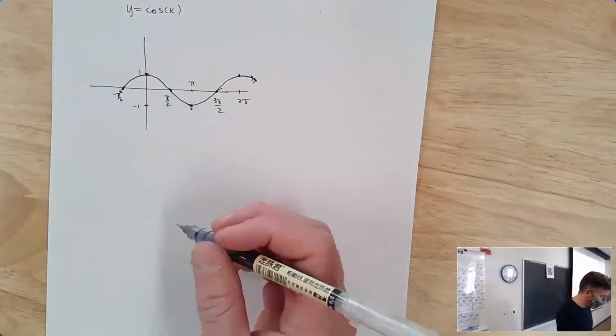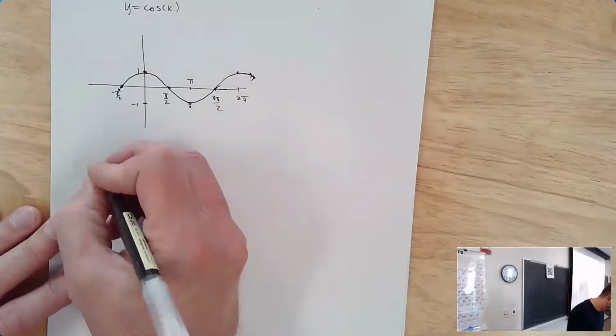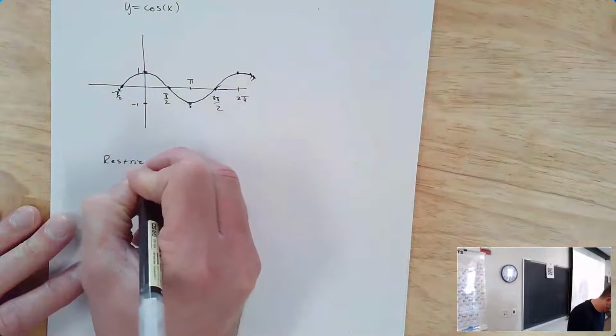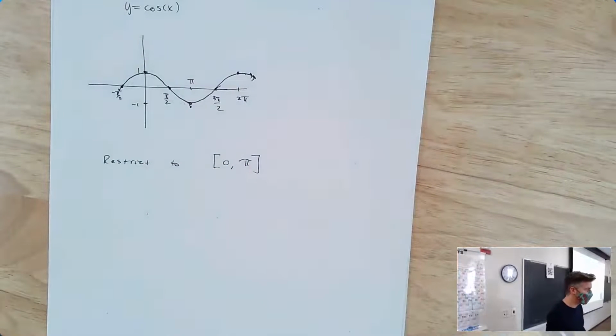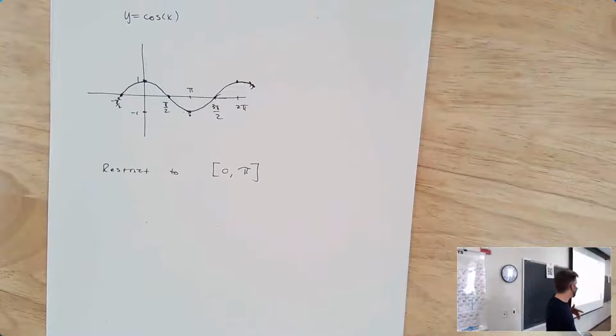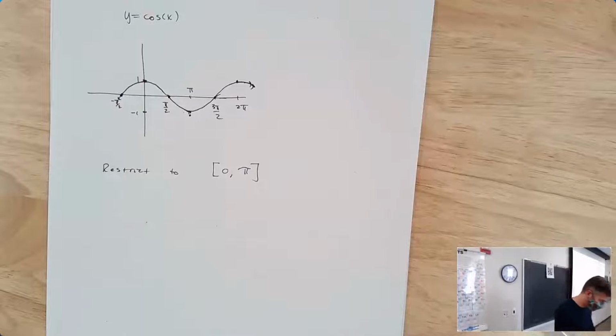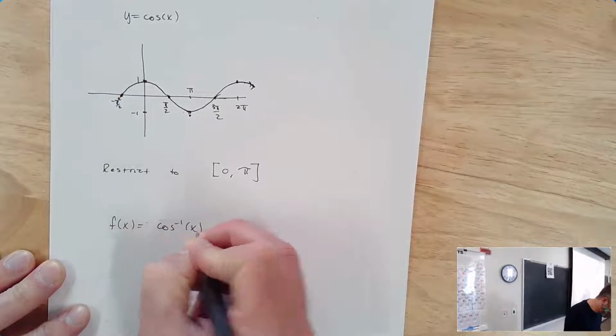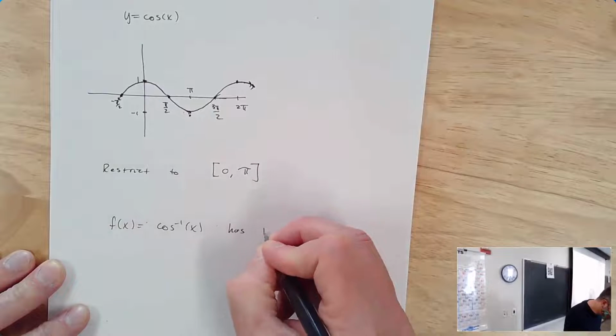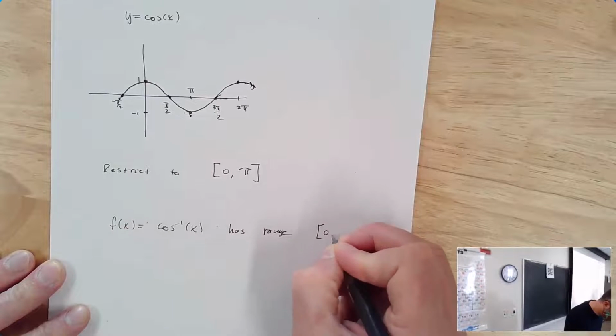So the choice that's been made for us is that we're going to restrict this domain to be from 0 to pi. The other one totally would work, but that's not the one we've all used. That's the default. The way that all textbooks define the inverse cosine function is, for f of x equal to the inverse cosine of x, the range is 0 to pi.